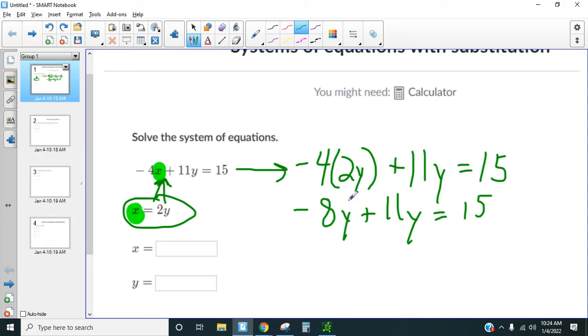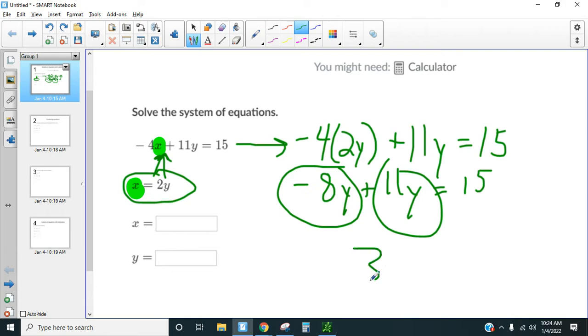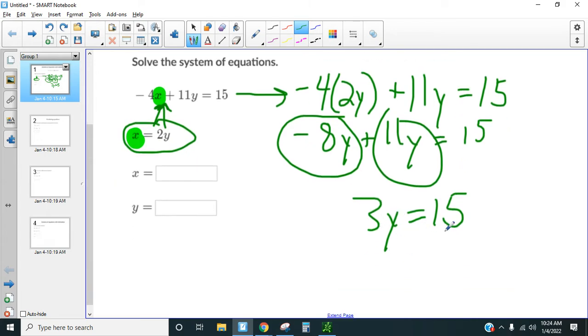So if I combine these like terms now, it says 3 times y is 15. What's the y? 5. 3 times what is 15? Well, 5. So y is 5.